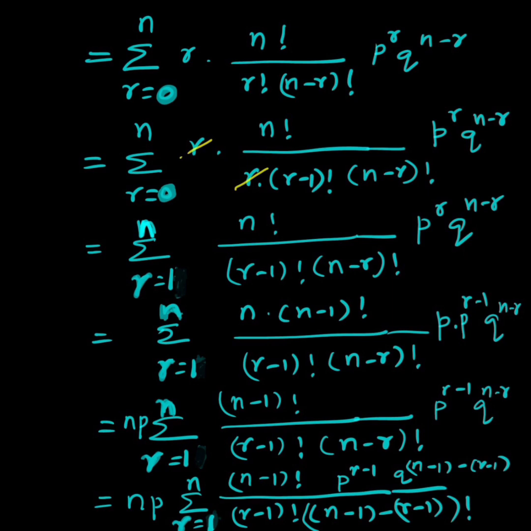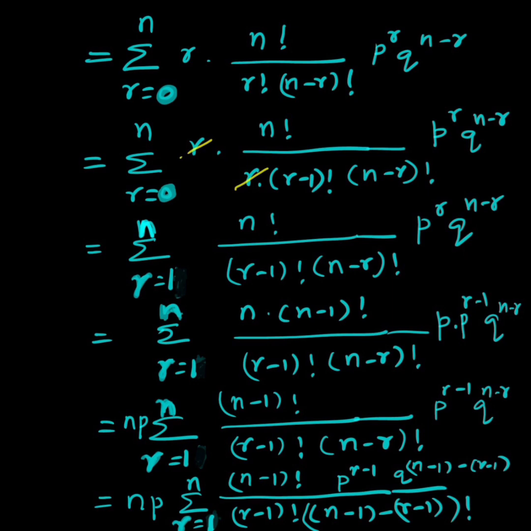Now the numerator term n factorial can be split as n into (n minus 1) factorial, and from p^r we can take one p out. This n and p have no r, therefore they are just constants. We can take both of them outside, so np is now taken out. The balance entries are (n minus 1) factorial by (r minus 1) factorial (n minus r) factorial p^(r minus 1) q^(n minus r).